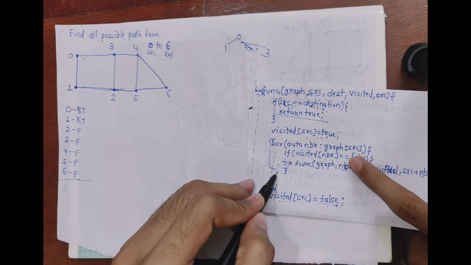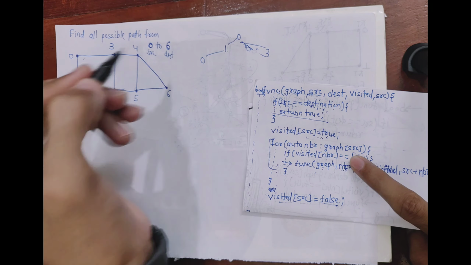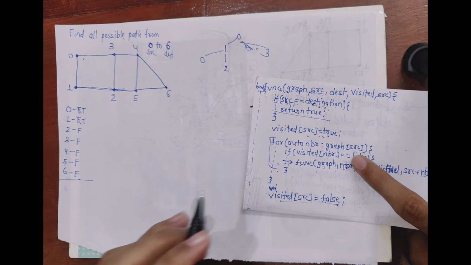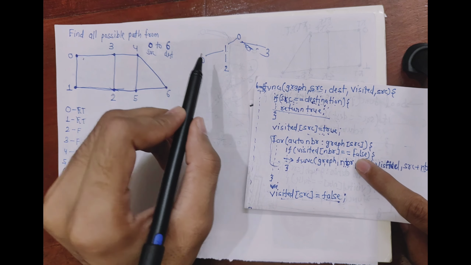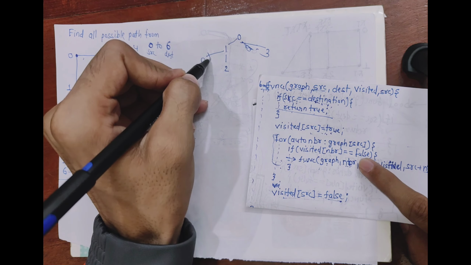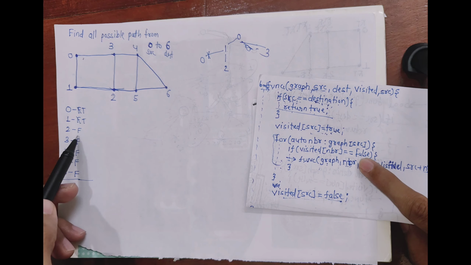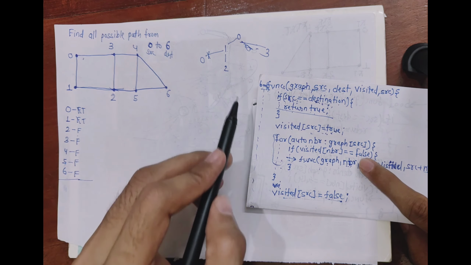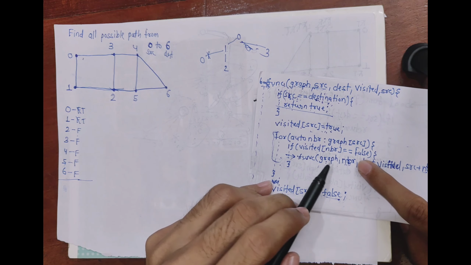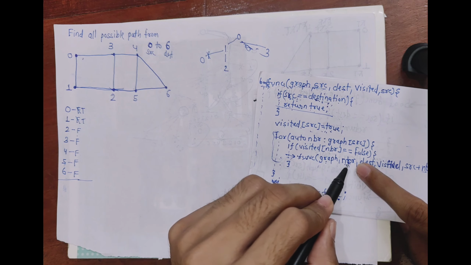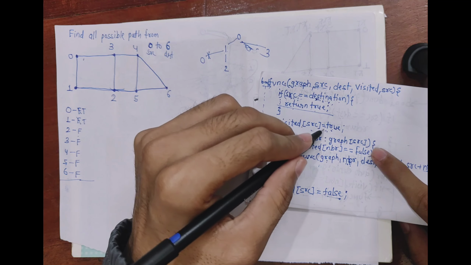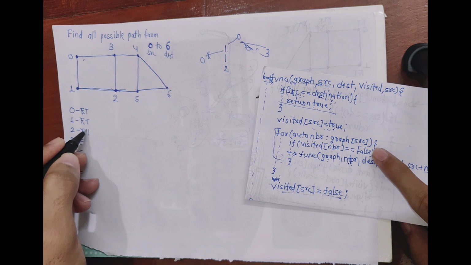Now I will check 1's neighbors. So 1's neighbors are 0 and 2, right? Now I will check which neighbor is false. So 0 is true, so this will not work. Now 2 is false. You are able to see 2 is false, so we are able to do a recursive call making 2 as a source node, right? So we will make 2 as a source node, and we came to this point. 2 is not equal to 6. This will not work. Now we have to set 2 as true, right?